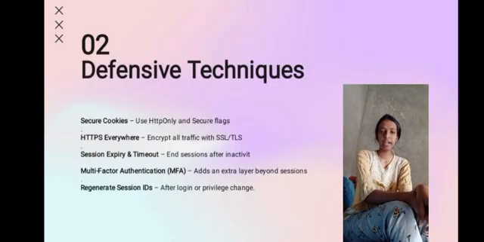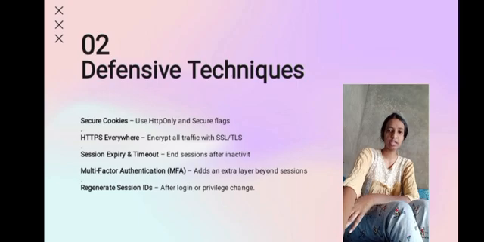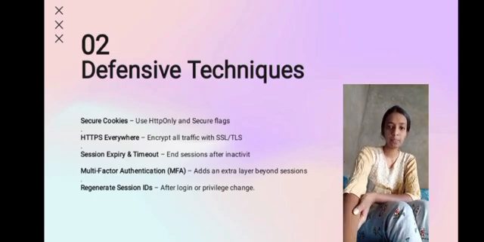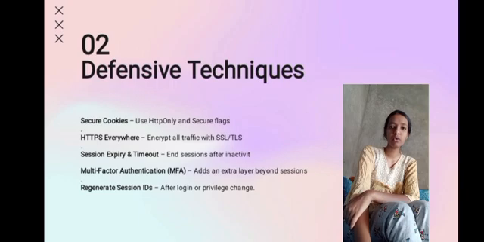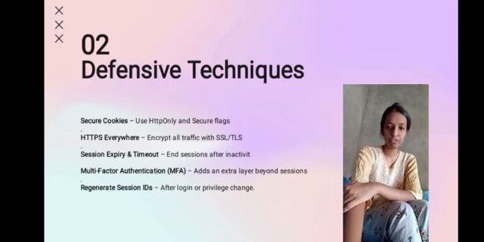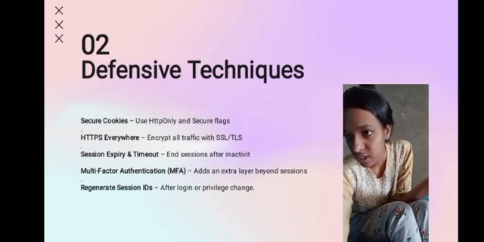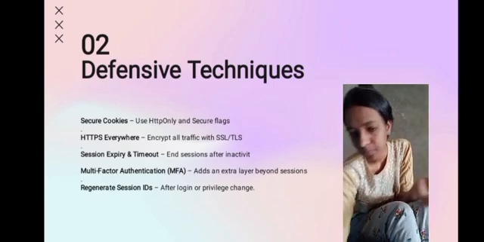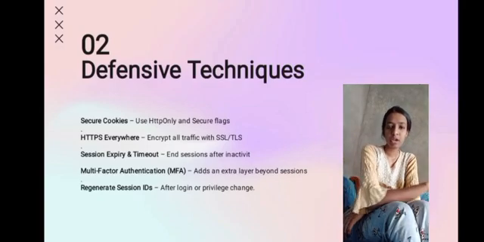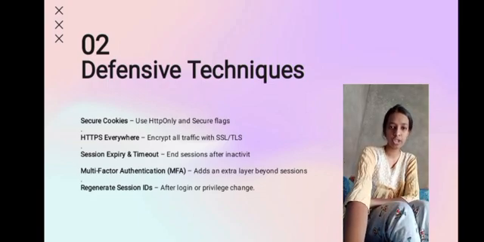Now in this slide I will explain some of the defensive techniques used to prevent session hijacking. First, we need to secure our cookies. For that we need to use only HTTPS and secure cookies. Next is HTTPS everywhere. Next is session expiry, or session timeout.